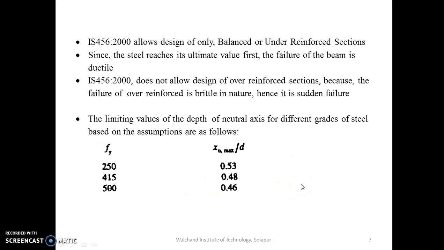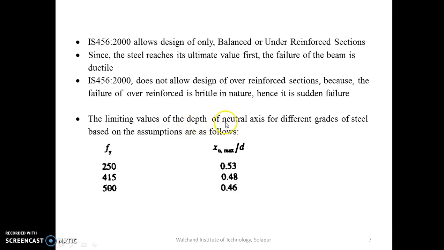So therefore IS 456 allows design of only balanced or under-reinforced sections. Since the steel reaches its ultimate value first, the failure of the beam is ductile. So it gives a sufficient sign before failure. IS 456-2000 does not allow the design of over-reinforced section because the failure of over-reinforced section is brittle in nature, hence it is sudden. So that's why the sudden failure is not to be allowed.